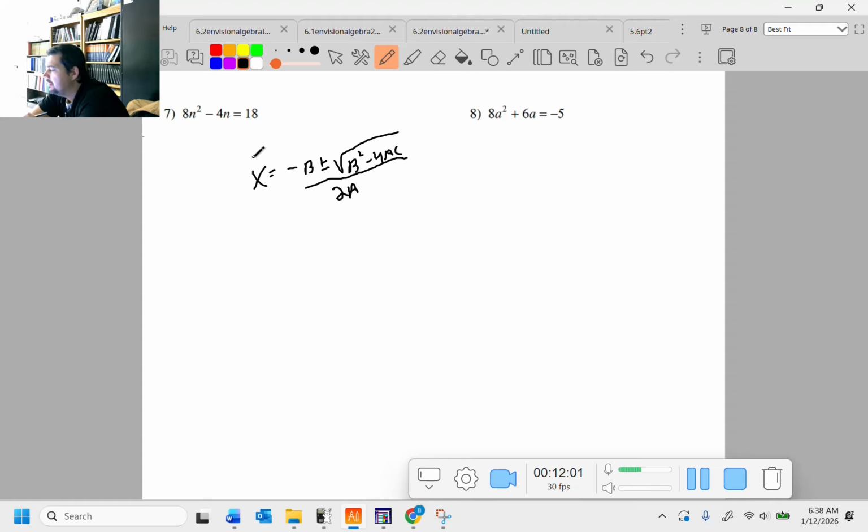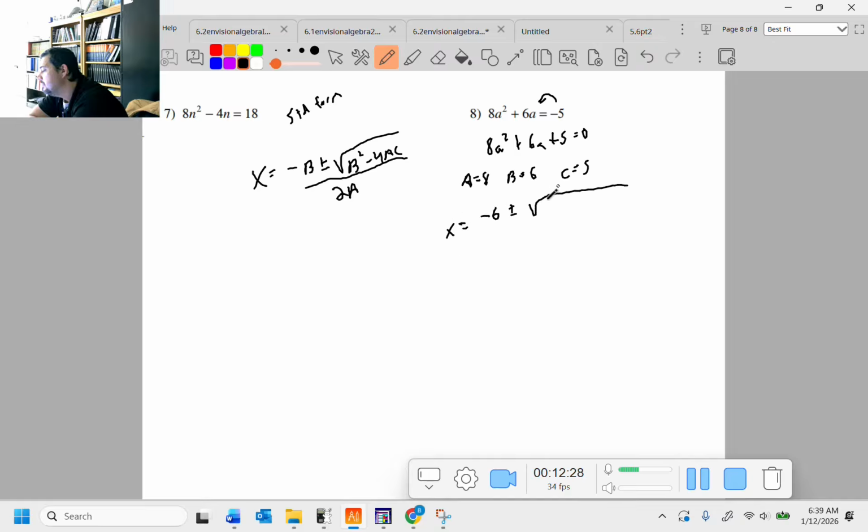Now, in order to do this, you got to be in standard form here. You got to be set equal to a 0. We spent so much time talking about setting equals to zeros, but kids just don't get that. So anyways, we add 5 to both sides, shift it over whatever you want. A is 8, B is 6, and C is 5. So x equals, morning Mr. Hatcher, x equals negative b plus or minus square root b squared minus 4ac all over 2a.